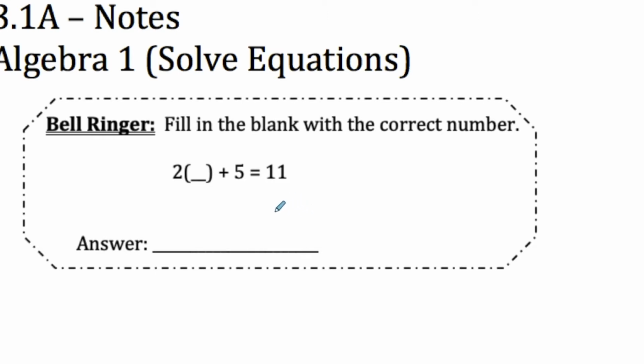So let's look at this bell ringer here. We want to fill in the blank with the correct number. So what can we fill in here so that this will be true? So if we look at this for a little bit, we might think, all right, what do I have to add to 5 to get to 11? And that'll be a 6. So what has to be in here in order to make that be a 6? And that would be a 3. So the answer there would be 3.